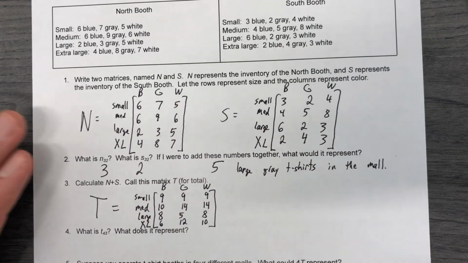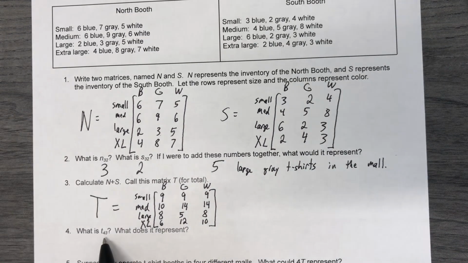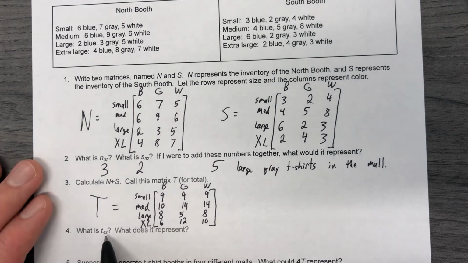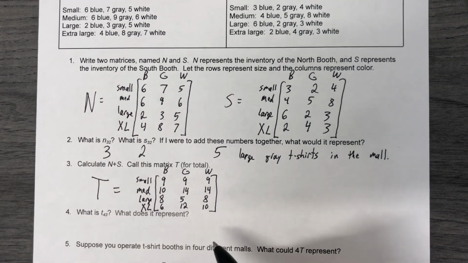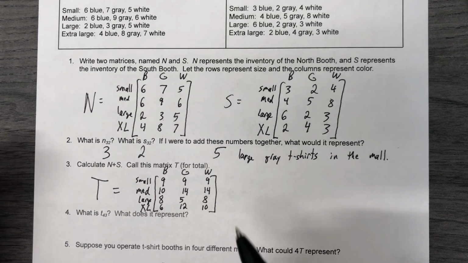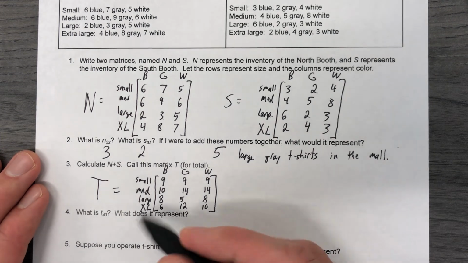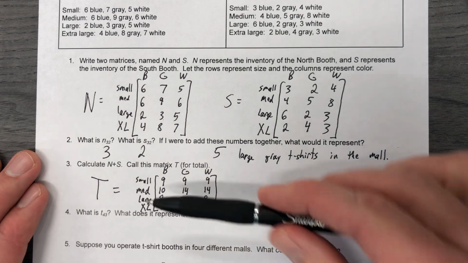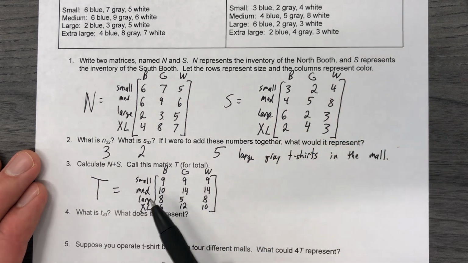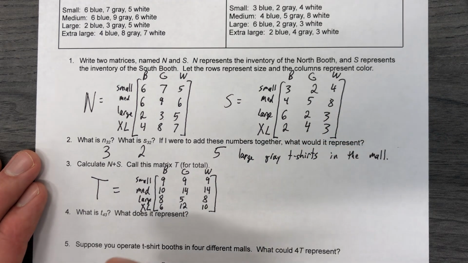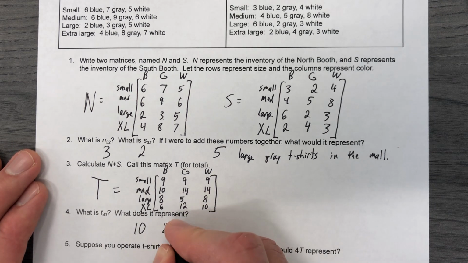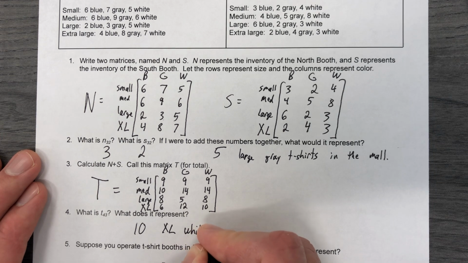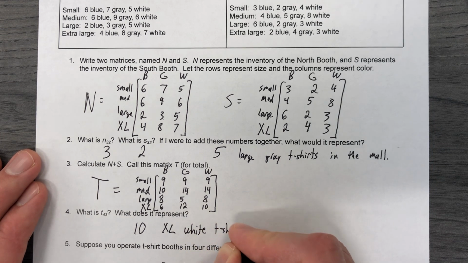And then just to be clear on number 4, what is T for 3? Notice this is a little t, which means I don't need the whole matrix. I need a specific number. Again, the vocabulary for that is it's called an element. So a specific element in this, and I need the 4th row, 3rd column. That would be a 10. So it is 10, and it is extra large white t-shirts.